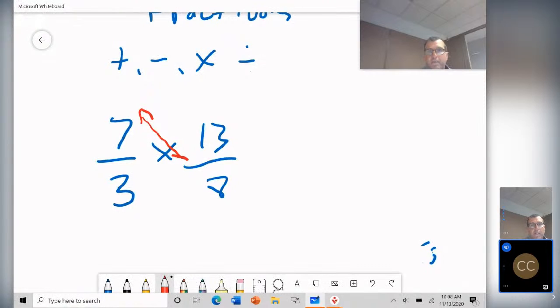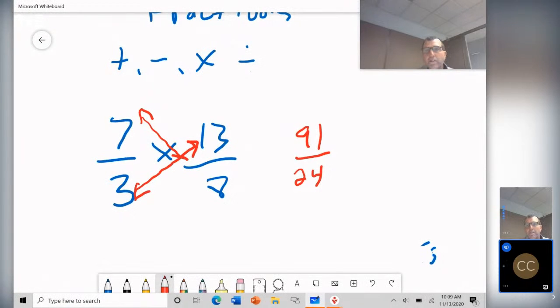7 and 8, nothing goes into 7 and 8 except 1. So we're going to keep those the same. And the same thing here, we're going to see, is there a number that goes into 3 and 13 evenly? There's not. Okay. So we're just going to do the straight. 7 times 13 is 91. And 3 times 8 is 24.